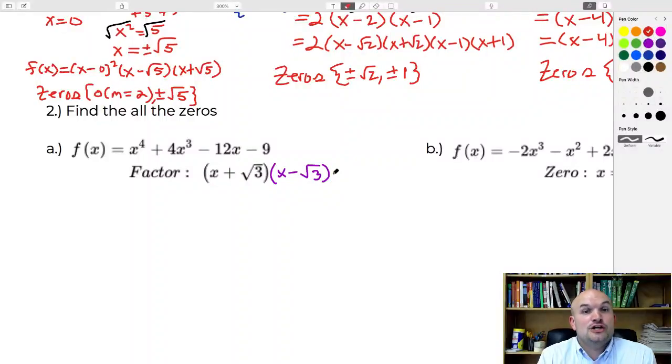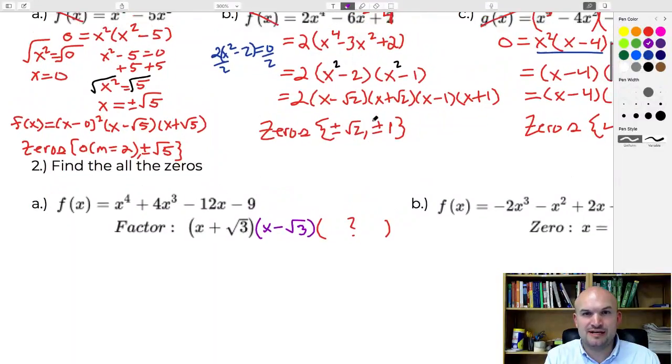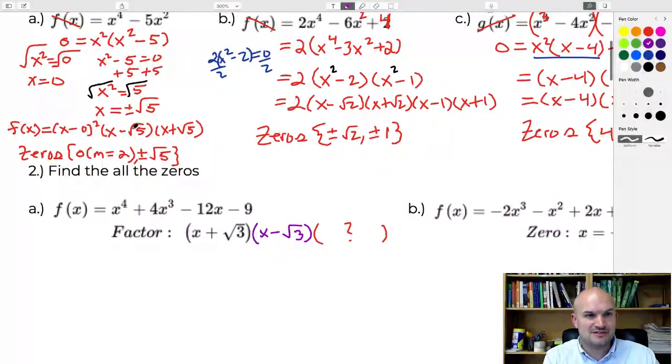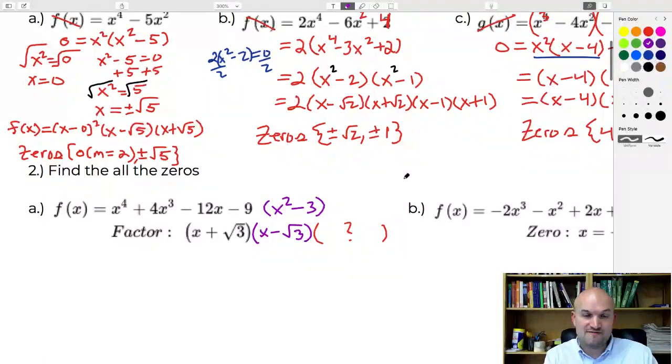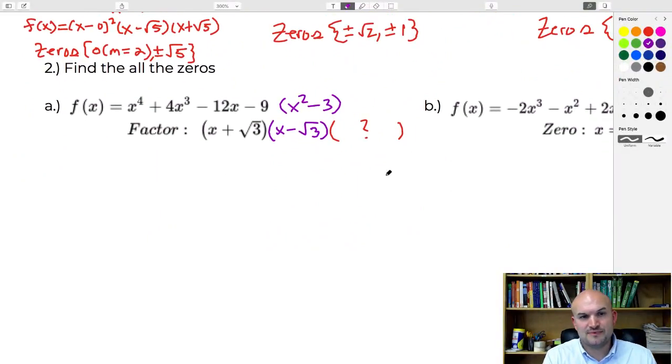Because basically, if we were going to write the linear factorization, we know that this times something else is going to give us that. So to do my division, what I'm going to do is multiply x plus square root of 3 and x minus square root of 3. And if you recognize the pattern here, you can see that this factor is x squared minus 3. If you were to factor that out, you would see you'd get those two. So now I'm going to use long division with that factor.